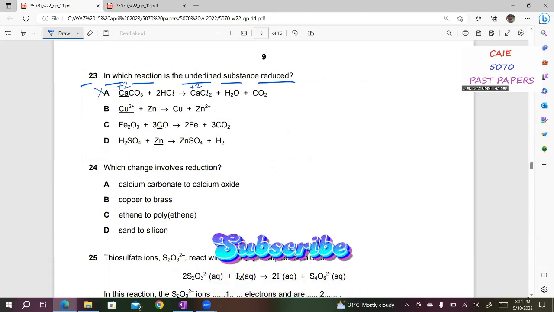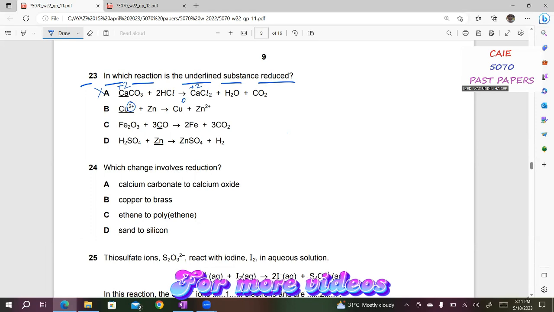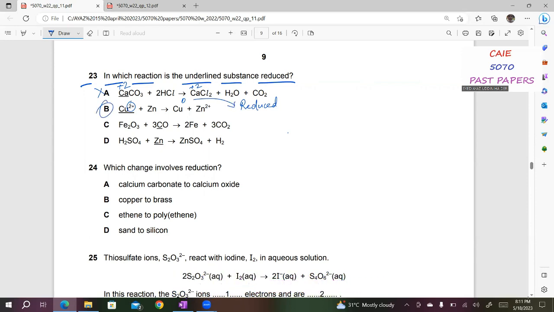What about B? If you see the charge on the reactant side, the charge on Cu is +2 and on the product side, 0. It's definitely reduced. So this looks correct to me. Let's solve the other ones.